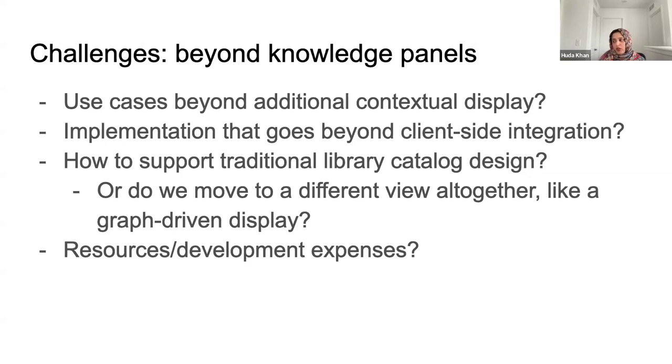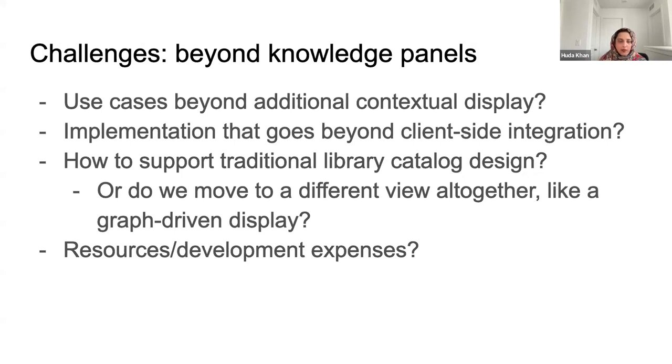And how to support traditional library catalog design, or do we want to move to a different view altogether? The library catalog design still depends a lot on how we have traditionally thought about MARC, how we think about bibliographic resources. And perhaps that works great for a lot of use cases, but with the shift that we want to make towards linked data, do we want to continue doing that? Is that still the place to be, or are we thinking of a different view altogether? And then what would it take to go beyond what we have with knowledge panels, which seem to be probably the least cost intensive, lowest hanging fruit mechanism of being able to bring information in from linked data.